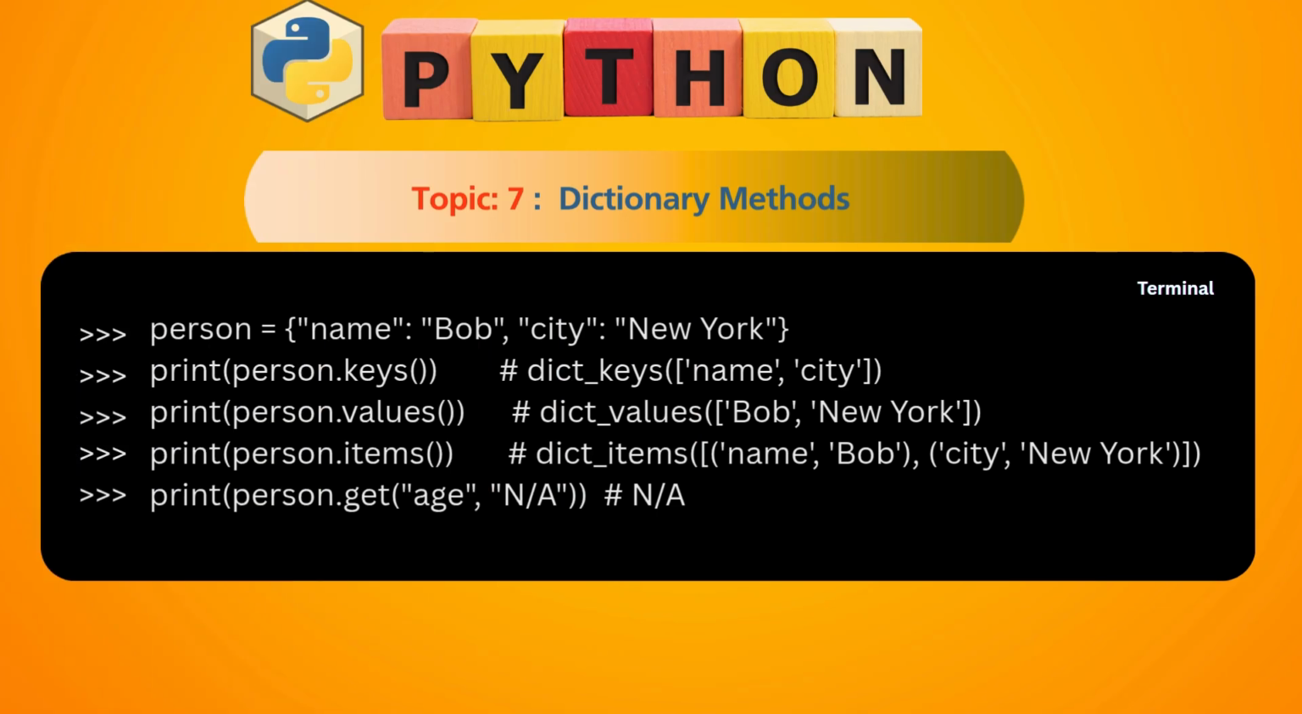Dictionary methods. You can see here person is equal to name: Bob, city: New York. If you print person dot keys, it will show only name and city. Person dot values shows Bob and New York. Person dot items shows both keys and values. Person dot get age with a default shows the default since age is not found.